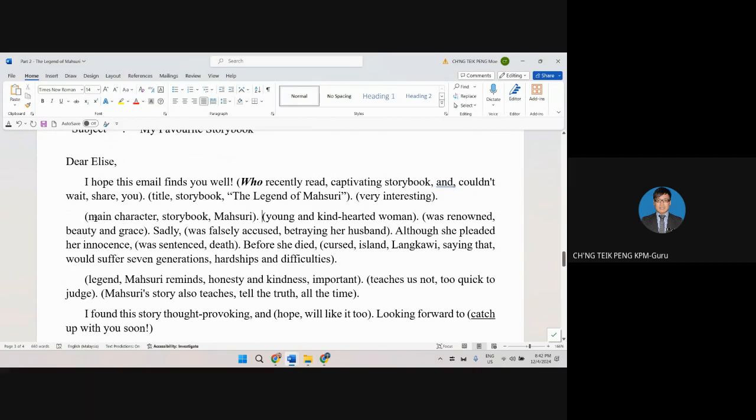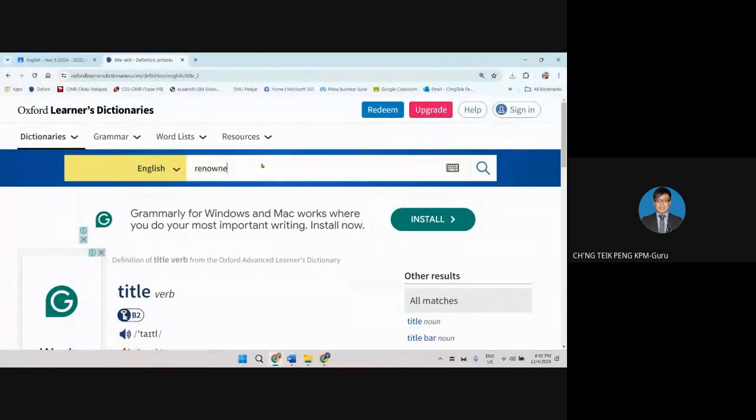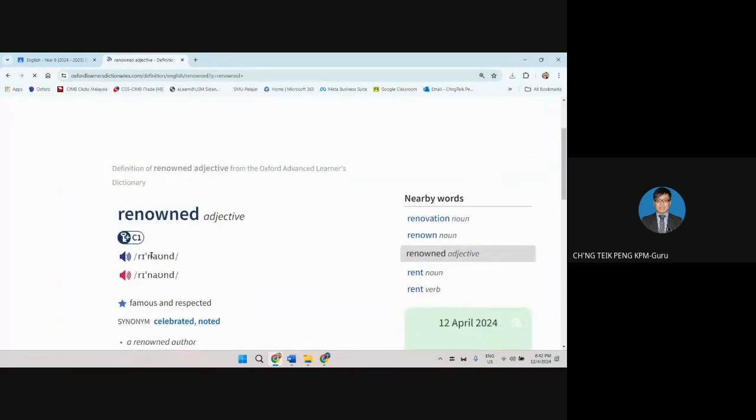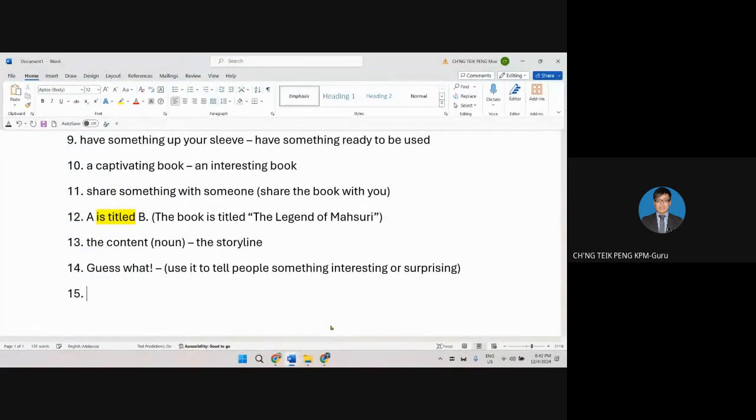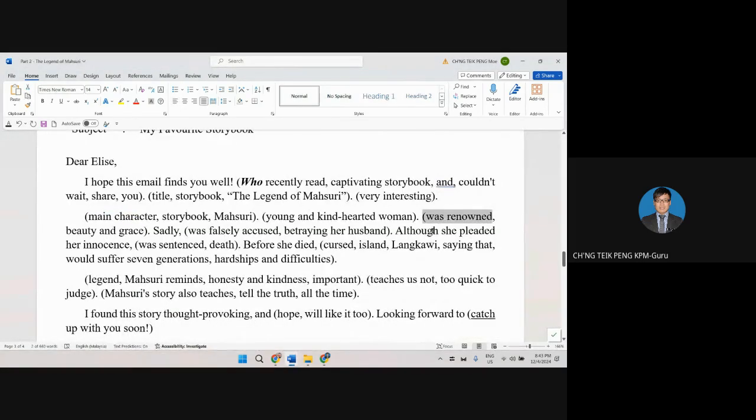Main character, 这个是读 character. The main character, 主角 storybook Masuri, young kind-hearted woman, was renowned. All right, was renowned. Hey, I think it's renowned. I'm sorry. It should be renowned. Okay. Let me check the pronunciation. Yeah, the pronunciation is renowned. Okay. I'm sorry, I pronounced it wrongly. So, was renowned means was popular. Okay, was popular. 很出名咯 was famous, was popular, was renowned.